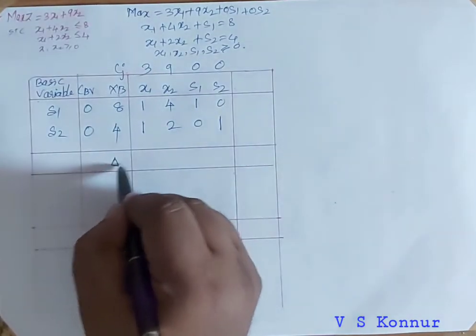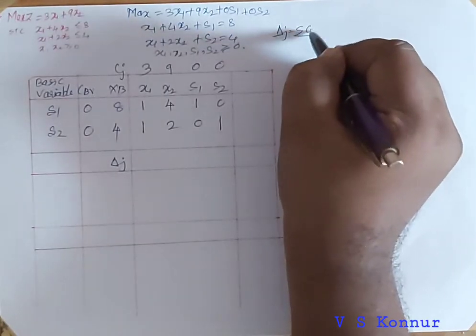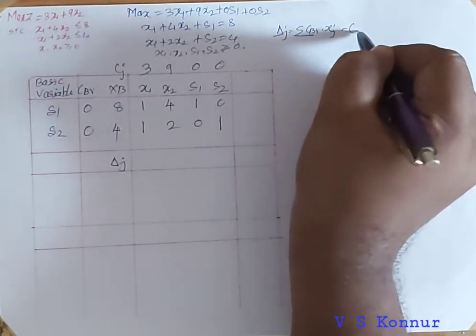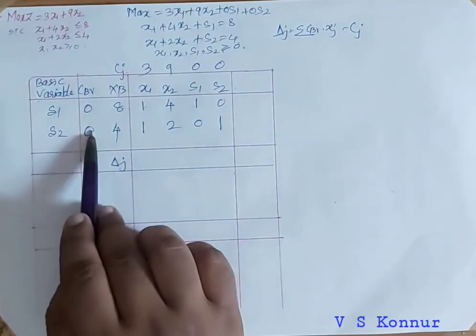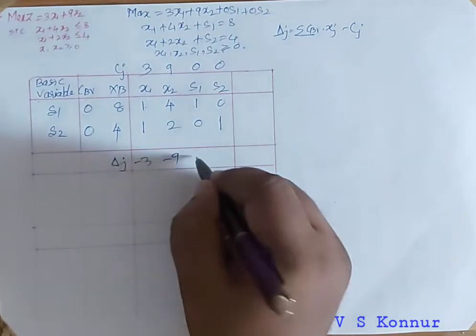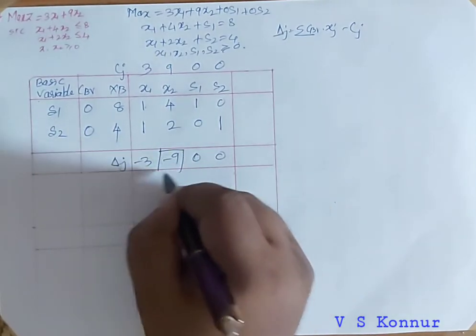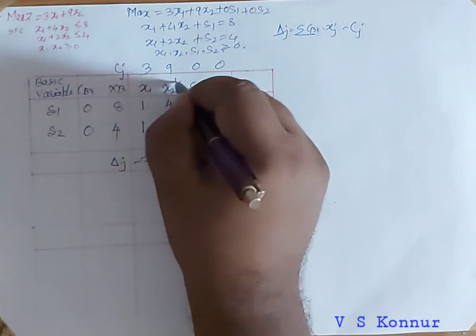Now calculate the delta j. Delta j is calculated by summation of CBV into xj minus cj. Xj's are these, CBV's are these. 0 into 1 is 0, 0 into 1 is 0, minus of 3 is minus 3. So we'll get minus 3, minus 9, 0, 0. Now we should select the most negative element from the delta j, that will give the entering vector.